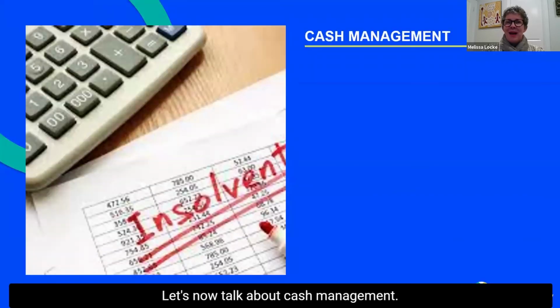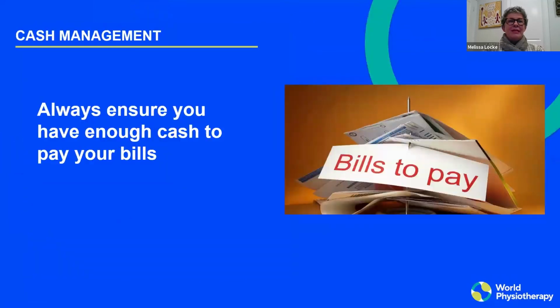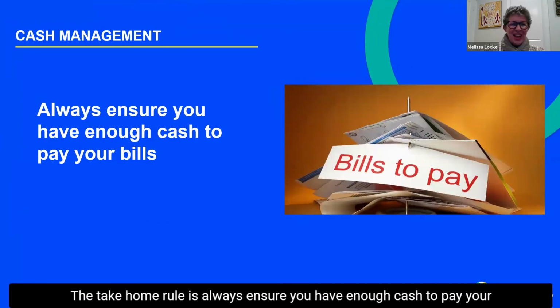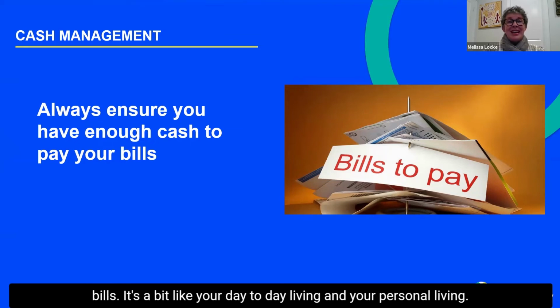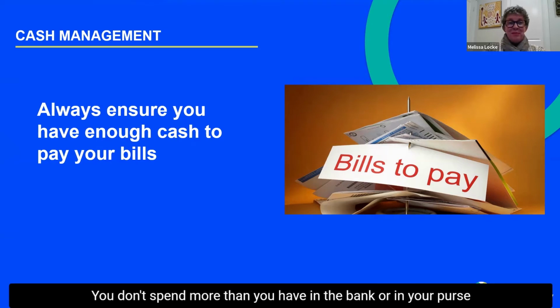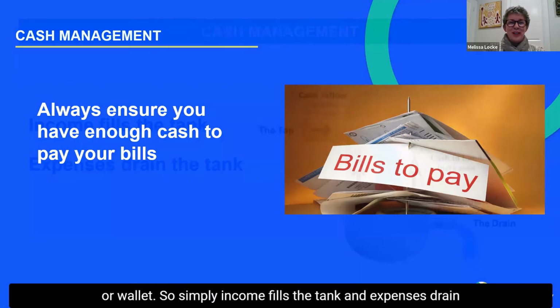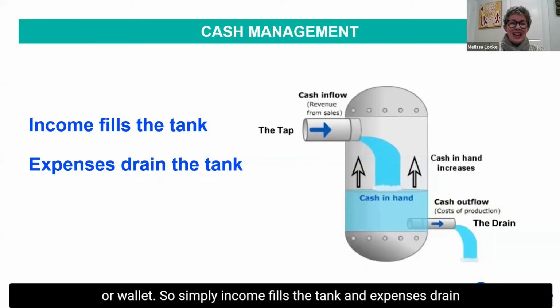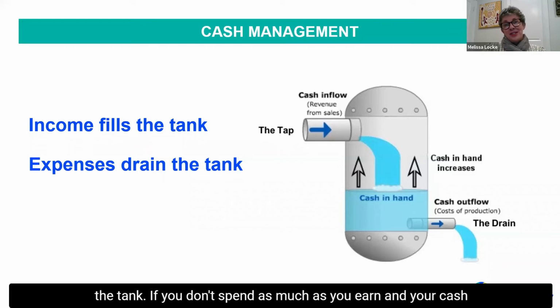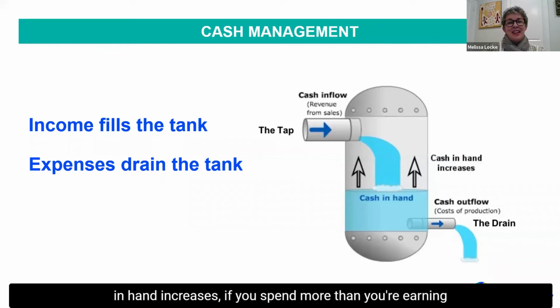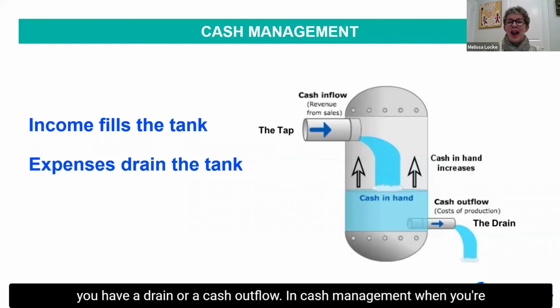Let's now talk about cash management. The take-home rule is always ensure you have enough cash to pay your bills. It's a bit like your day-to-day living and your personal living. You don't spend more than you have in the bank or in your purse or wallet. So simply, income fills the tank and expenses drain the tank. If you don't spend as much as you earn, then your cash in hand increases. If you spend more than you're earning, you have a drain or a cash outflow.